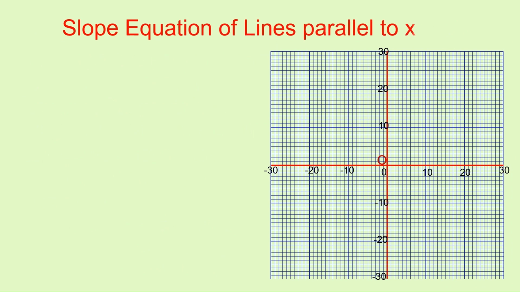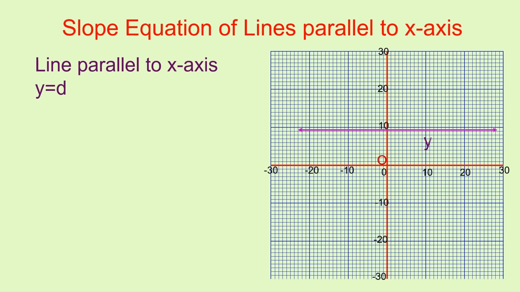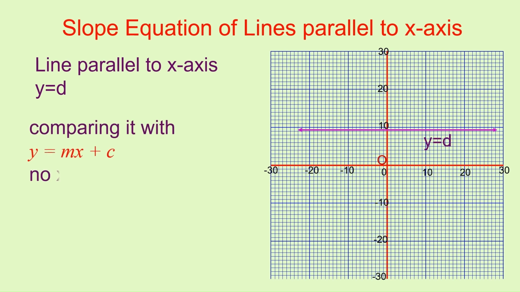Slope equation of lines parallel to the x-axis. Lines parallel to the x-axis are y equals d. Comparing it with y equals mx plus c, no x variable is found, as m equals 0.